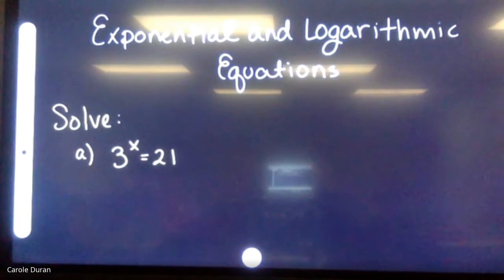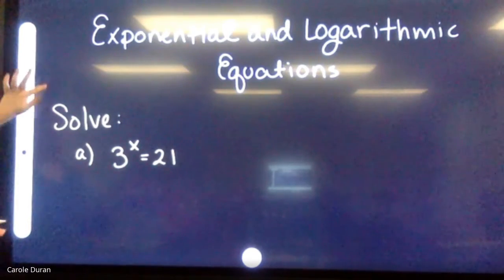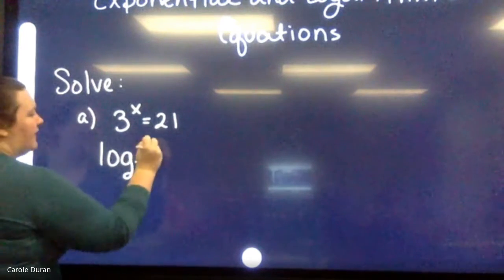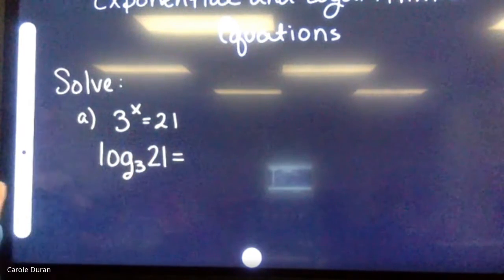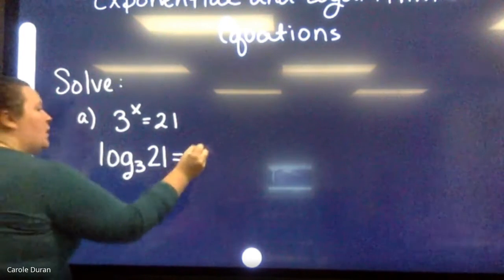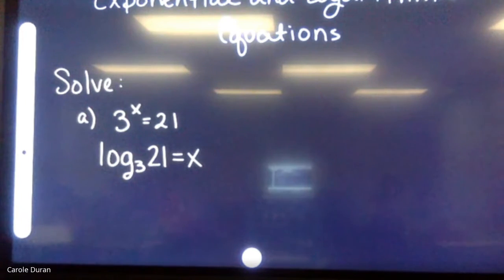I don't know what to do with that first variable. Is there anything I can do with it right now? No, which means I probably need to change the form that I'm looking at it in. What do I know about every exponential equation? It can also be rewritten as a logarithmic equation. So if I'm rewriting this as a logarithmic equation, what's going to be the base of my logarithm? And then I take the log of the answer to my exponential, which is 21. So I have log base 3 of 21 equals whatever my exponent was.